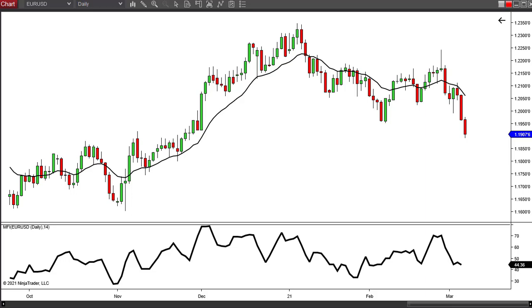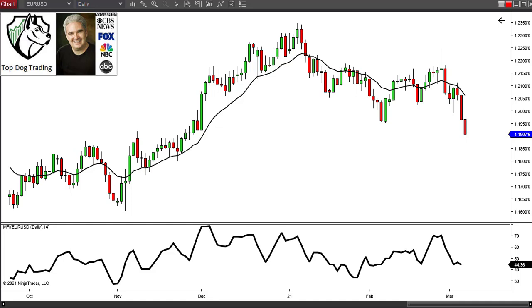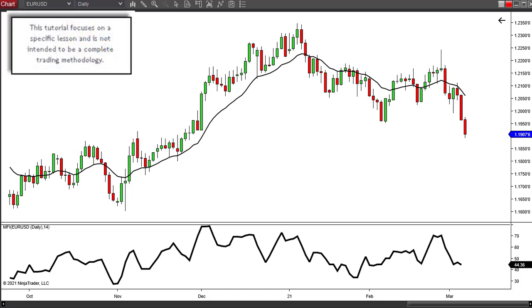Trend reversal patterns in Forex is the topic today. However, let me be clear that this will work with other markets as well, not just Forex. So stocks, futures, commodities, whatever. But today, we're going to just use the Forex market as an example. Euro, US dollar, of course.